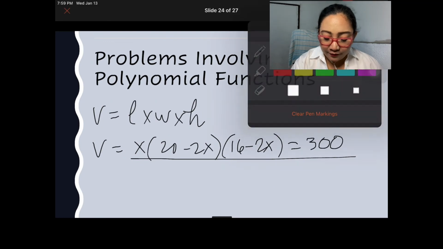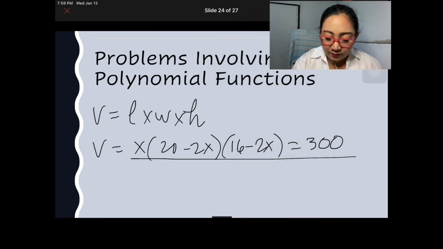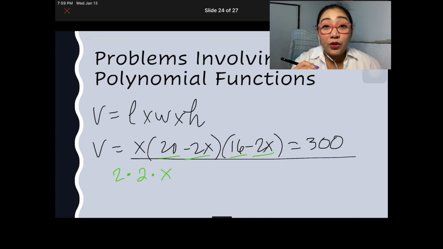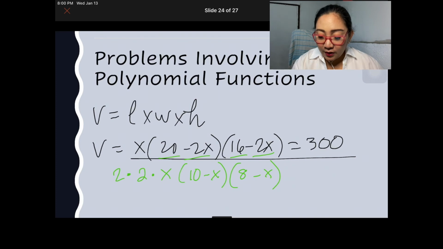We will have, pwede tayong factor out ng 2. Kasi if you notice, may 2 tayo tsaka 20, tapos 2 at tsaka 16. So, magfa-factor out po tayo. Kapag ginawa ko yan, magkakaroon ako ng 2 times 2 times x sa labas. Kasi nag-factor out ako ng 2 each. So, si 20 minus 2x ay magiging 10 minus x na lang. At si 16 minus 2x ay magiging 8 minus x na lang. Equals 300.